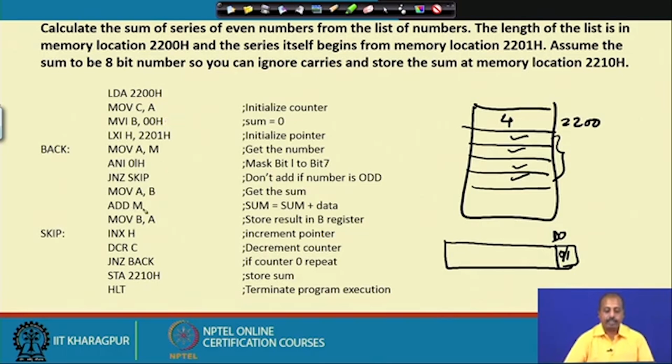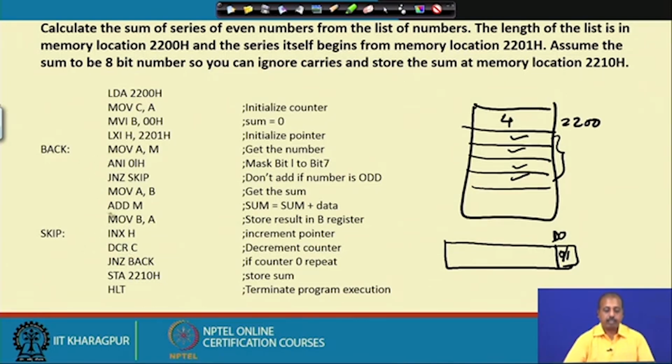ADD M will add the content of the memory location pointed to by the HL pair with the A register, and the value is in the A register, and then the value is again moved to the B register. So, the intermediary result is stored back onto the B register. Then the HL pair is incremented, and the C register is decremented, because we have already processed one number. As long as the C register content is not 0, we will go back, with a jump on not zero.